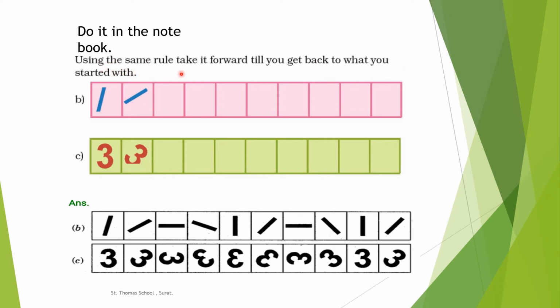Using the same rule, take it forward till you get back to what you started with. So you can see one straight line over here that has been given, which is slightly slanted towards your right hand side. Now when you make the turn that is up to 45 degree, it becomes like this. Again it is slanted. Now you can see the solution has been given below.